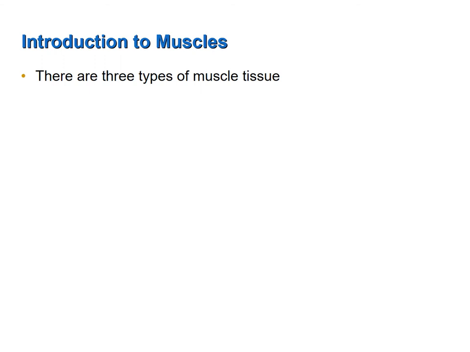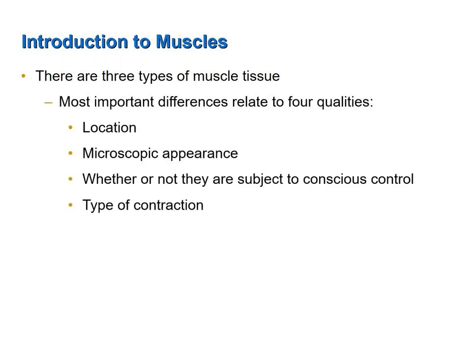There are three types of muscle. They differ for the most part in four areas: location, microscopic anatomy, whether or not they are subject to conscious control, and the type of contraction which they produce.